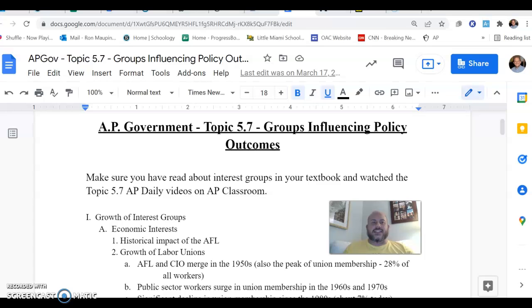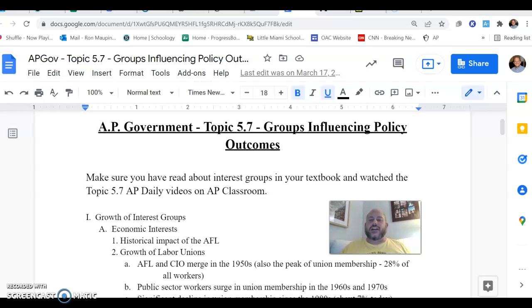This time we're taking a look at topic 5.7, groups influencing policy outcomes. So previously we talked about what interest groups are, how they serve as a linkage institution, etc. This time we're going to be taking a look at the various types of interest groups that exist out there.